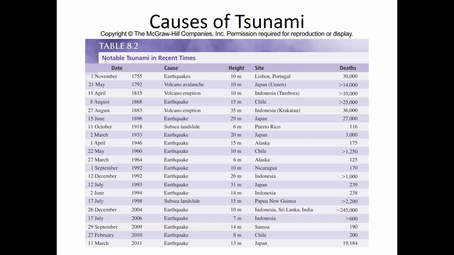So here we see a table of notable tsunami: the date on the left, then the year, then the cause, the height, the site, and the number of deaths. So you see most of them are caused by earthquakes, and if not earthquakes, then we have subsea landslides. Then only 3 of them were caused by volcanic eruptions. So most notable tsunami are triggered by earthquakes, or sometimes indirectly through landslides triggered by the earthquake.